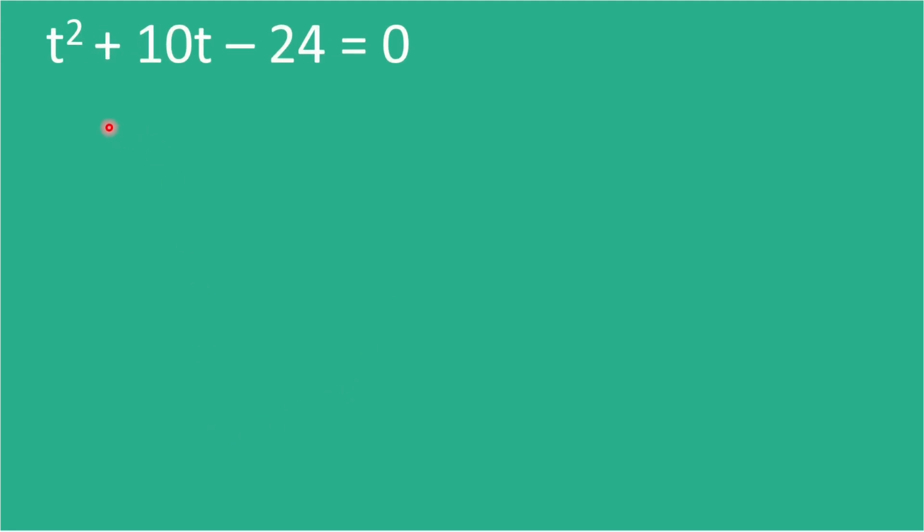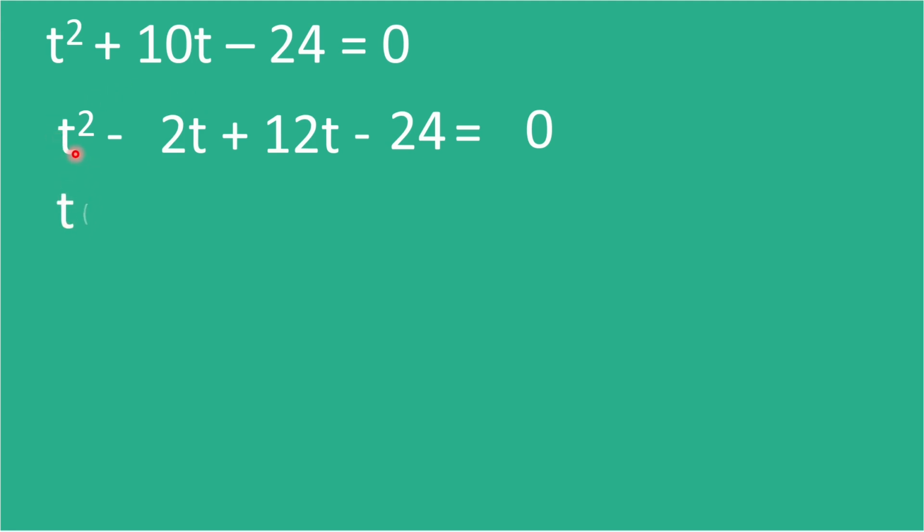And finally we can factorize this 10t: t squared minus 2t plus 12t minus 24, because if we add this plus 12t and minus 2t, it is equal to 10t, so we can factorize this 10t into minus 2t plus 12t, and this equation equals 0. And now we will take these two values, and in these two values we have a common factor, which is t. So we will take t out of these two values, which is common.